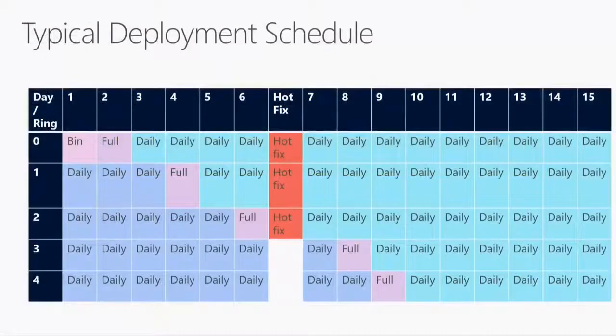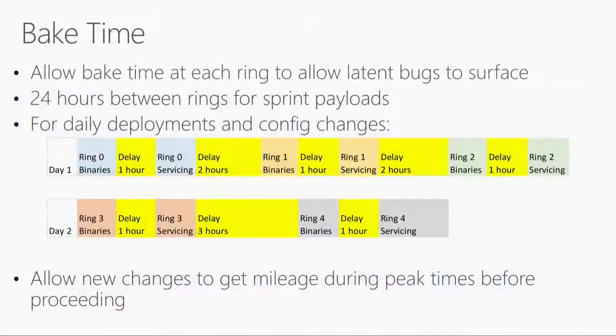So this is showing one of these days, where we're going through all the rings with a daily deployment. So on this day, let's pick this day, we're going to ring 0 and 1 with a new deployment. We're going to do a daily deployment to 2, 3, and 4. What we'll do is, we're starting right here. So we do ring 2 binaries, wait an hour, ring 2 servicing. Then the next day, we kick that same release off for rings 3 and 4. Does that make sense? What I'm missing is what's the difference between full deployment and daily deployment?